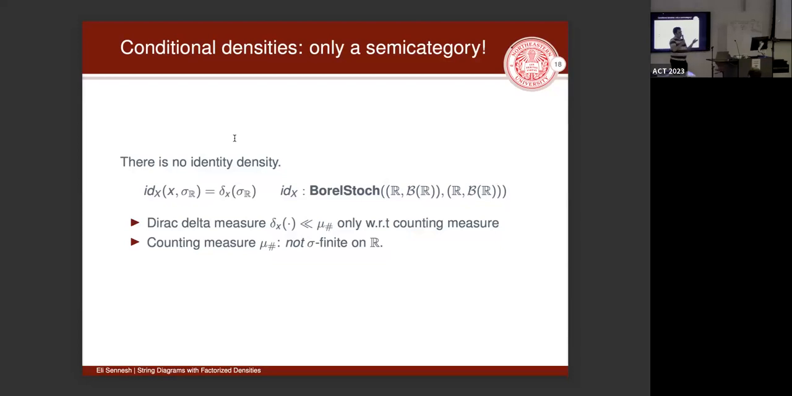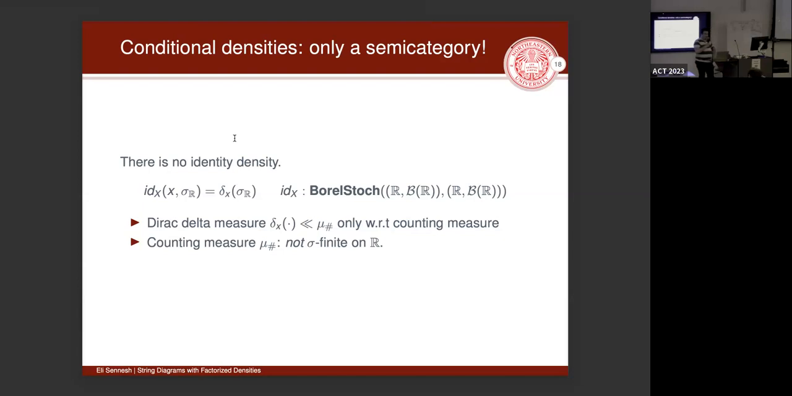So then, why didn't we have densities before? Well, it turns out that conditional density functions are just a semi-category. Specifically, there is no identity density. You have to pick your poison and fail one of the several conditions of the Radon-Nikodym theorem. So the identity morphism in a Markov category, or really in Stoch, BorelStoch, Kleisli of Giry, QBS, name your example, is going to be the conditional Dirac delta measure.